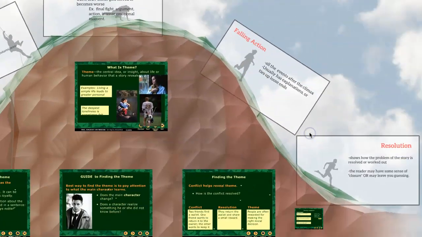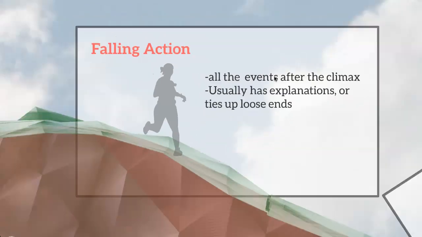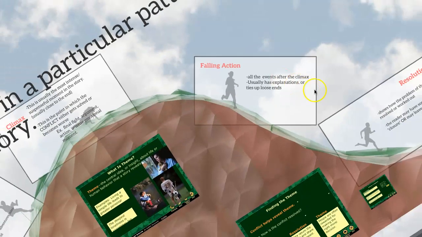After the climax, the next 10% of the movie or book is falling action and goes into the resolution. So that falling action is all the events that happen after the climax. So this would be Tony Stark dying. This would be Captain America going back in time and realizing, you know what, I don't have to go back to where I came from. I can stay back here in the 40s and 50s. And it usually has your explanations, it ties up loose ends, it reveals other things that were going on. It should ideally leave you with no more questions.